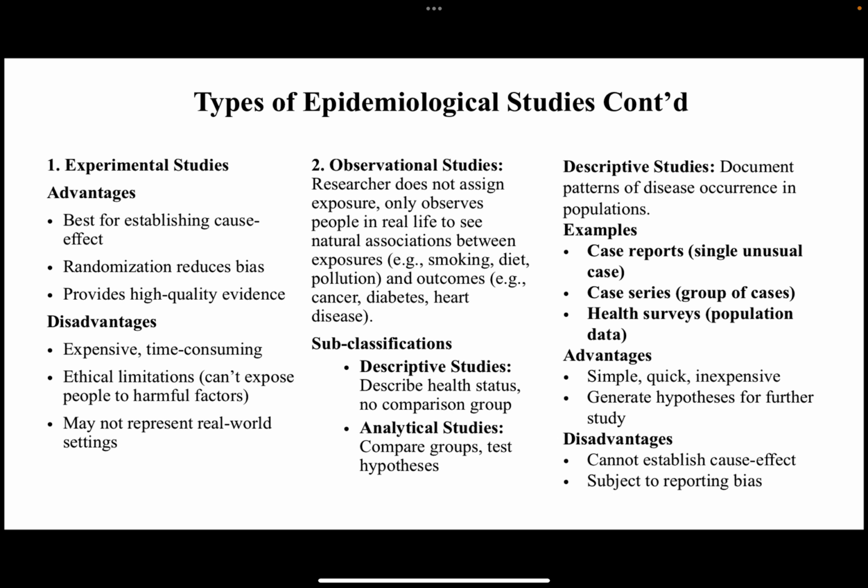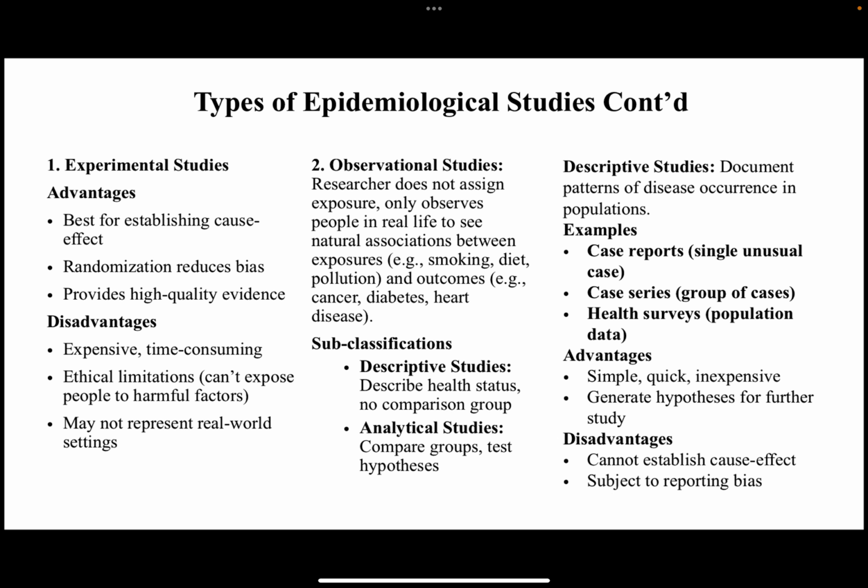And biases are minimized in experimental study because of the randomization, especially in the randomized control trial, which is the very common one that is done clinically. Okay, and then experimental studies are very good for establishing cause and effect. And so it's of high quality evidence. It provides high quality evidence.